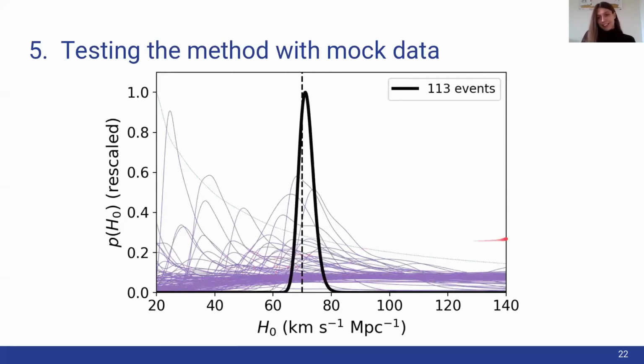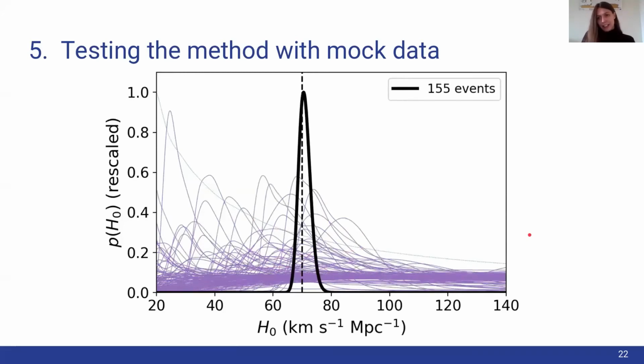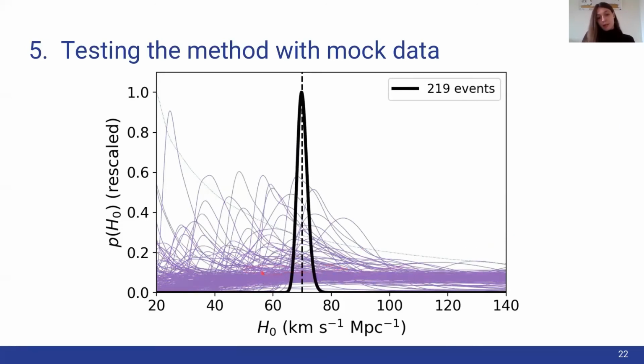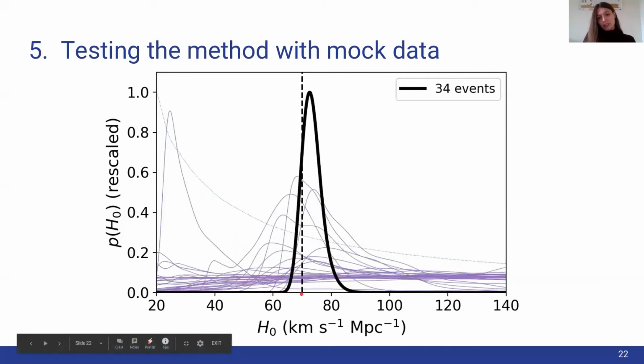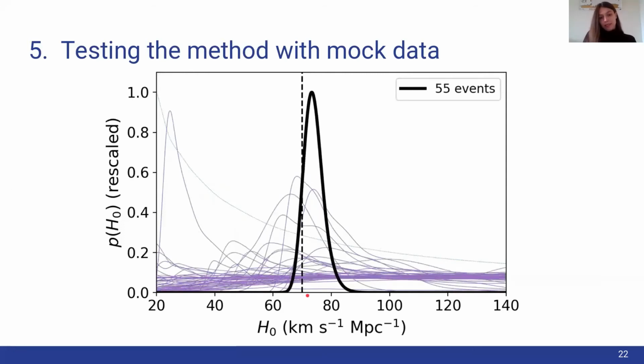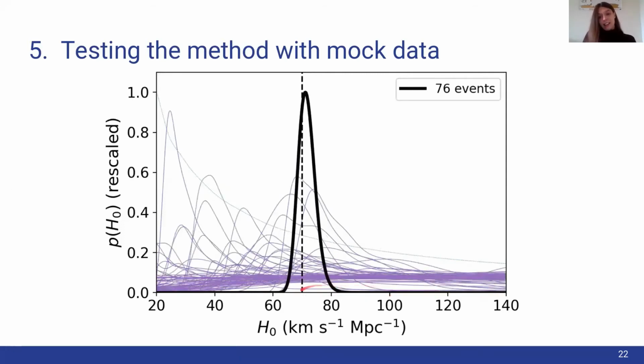There's also the fact that the actual distance estimate that you get, you don't expect to peak at the exact true distance of the event every time. So there is a fair bit of spread. But the important thing to note is that all of these events are consistent with the injected value of the Hubble constant. And so when you multiply them all together, you start to hone in on it.